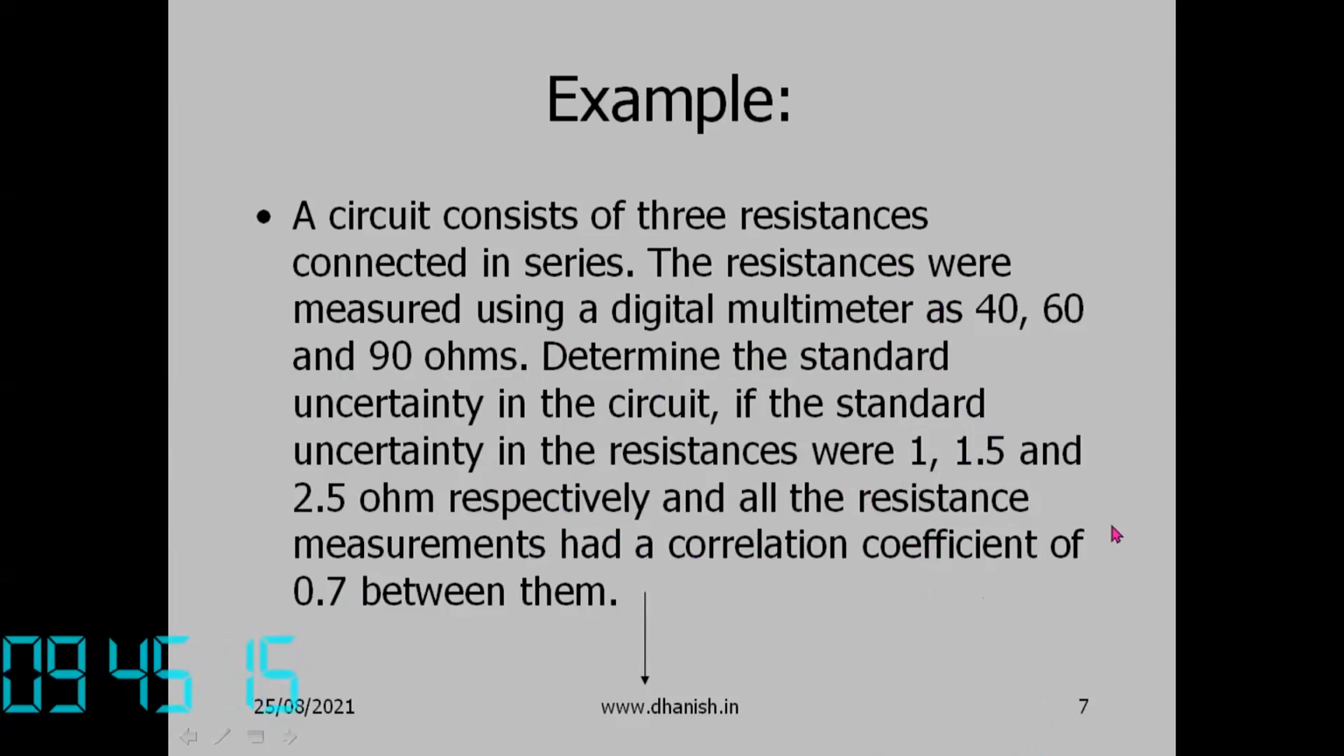So first step is always the mathematical model. Before that we have to find out the input variables. Here the input variables are the resistances. We are interested in the measurement, which is the resistance of the circuit. So R equal to R1 plus R2 plus R3. That is the mathematical model. So you have the standard uncertainties of each resistance and their correlation.